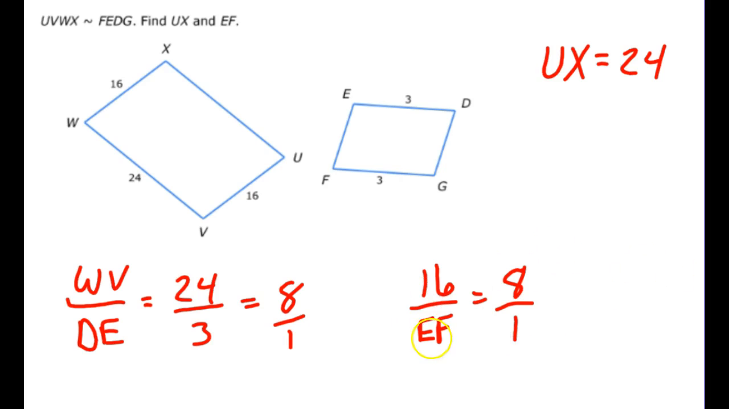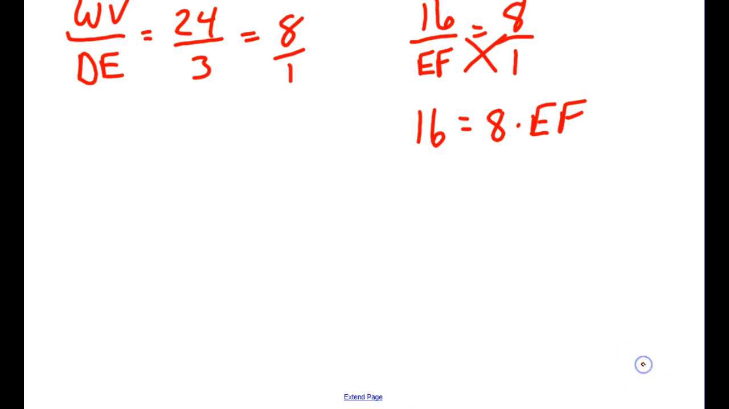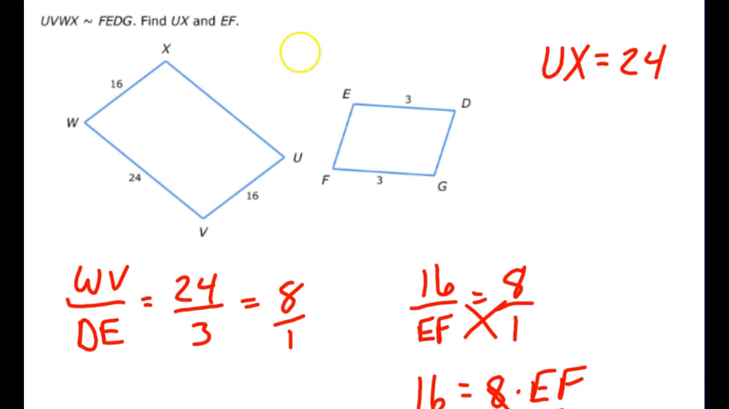So we have 16 over EF is equal to 8 over 1. If we cross multiply, we get 16 is equal to 8 times EF. And now if we divide by 8, we get the length of EF is equal to 2. So using some logic, we found UX is equal to 24. Then using some geometry, creating a proportion, and then algebra to solve that, we know the length of EF is equal to 2.